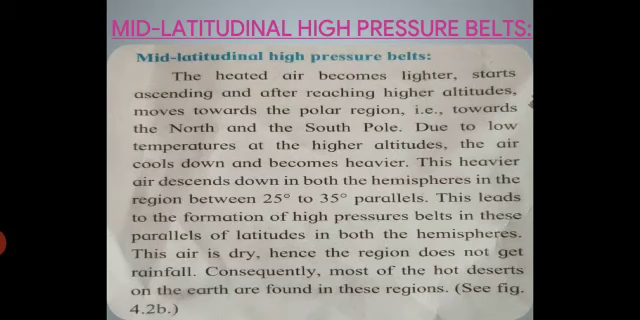This air is dry, hence the region does not get rainfall. Consequently, most of the hot deserts on the earth are found in these regions. See figure 4.2b.